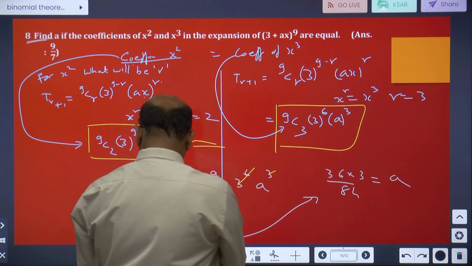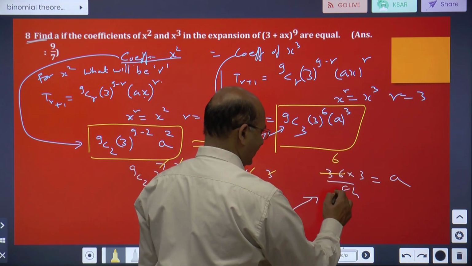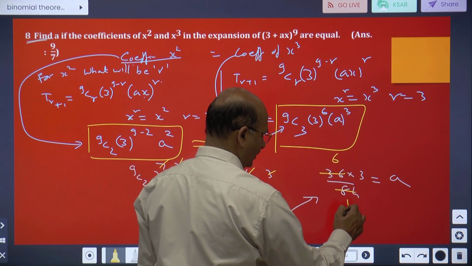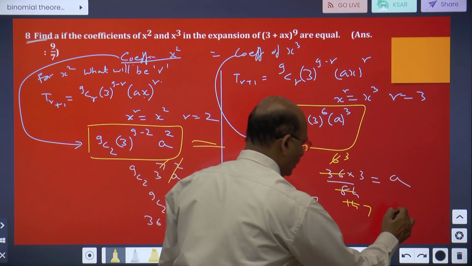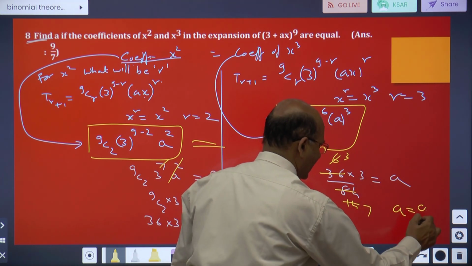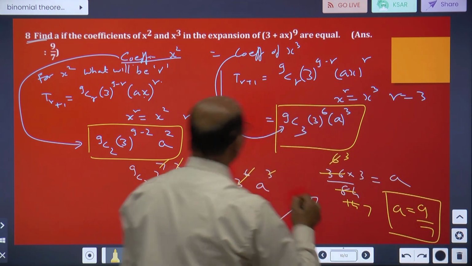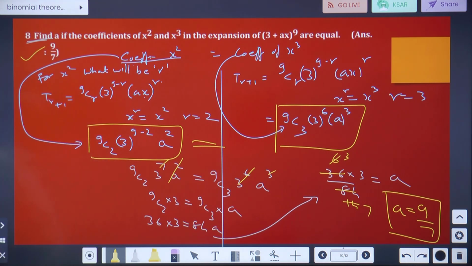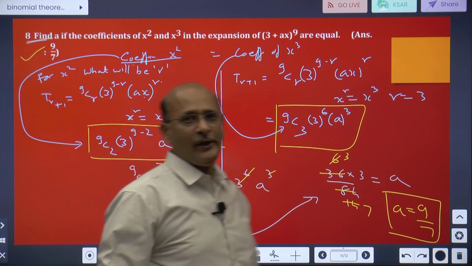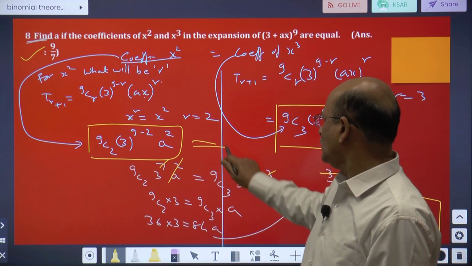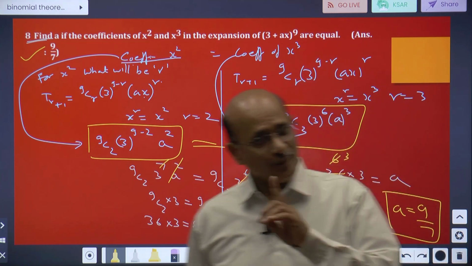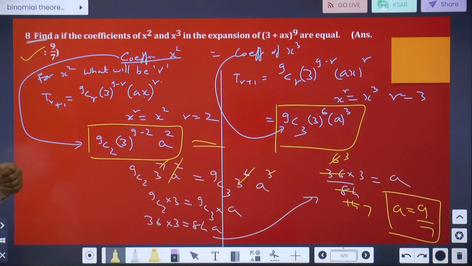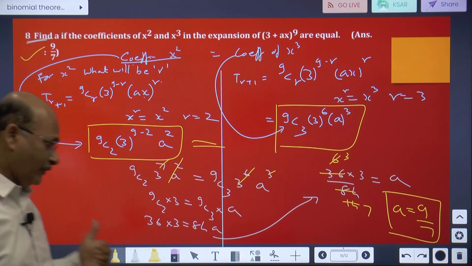So let us see if I cancel what happens. 6 6s are 36, 6 1s are 6, 4s are 24, 2 3s are 6, 2 7s are 14. So my a value eventually, 3 3s are 9, upon 7. This is what exactly I am getting, 9 upon 7. So understand, for every sum you need to find r. Without r you will always have trouble. Keep that in mind. So that's the funda, that's the point. The general term formula will always come to your rescue in whatever best way it is possible.